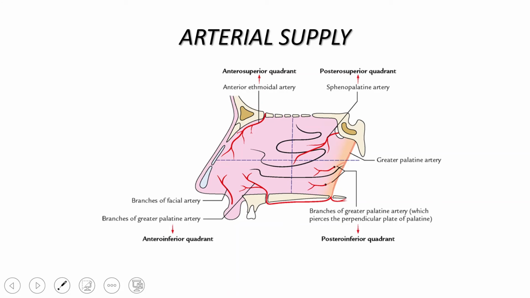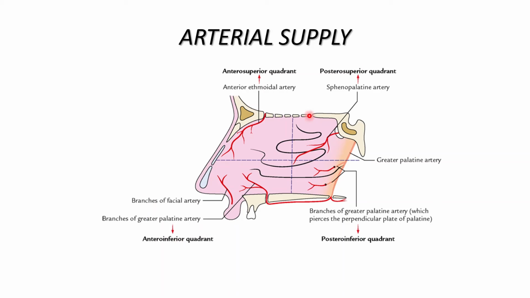Next, moving on to the arterial supply of the lateral wall. The arterial supply of the lateral wall is by the branches of the facial artery, the maxillary artery and the ophthalmic arteries. The lateral wall is divided into 4 quadrants and each quadrant is supplied by the respective arteries. So the anterior-superior quadrant of the lateral wall is supplied by the anterior ethmoidal branches coming from the ophthalmic artery. The anterior-inferior quadrant is supplied by the branches of the facial and the greater palatine arteries.